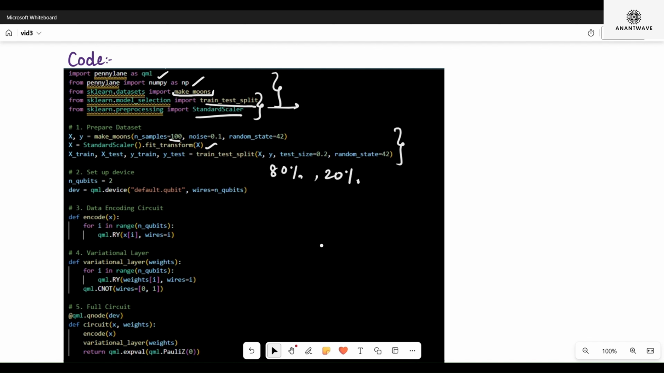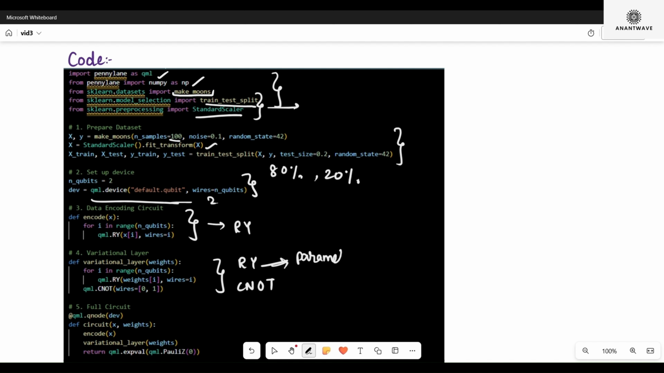I'm setting up the quantum device with 2 qubits. Here, I'm applying the encoding layer, which will convert the classical data into a quantum state with an RY gate. We can apply any other gates also. And then in the variational layer, I'm applying RY and CNOT gates. RY is a parameterized gate. CNOT will help to entangle the qubits.